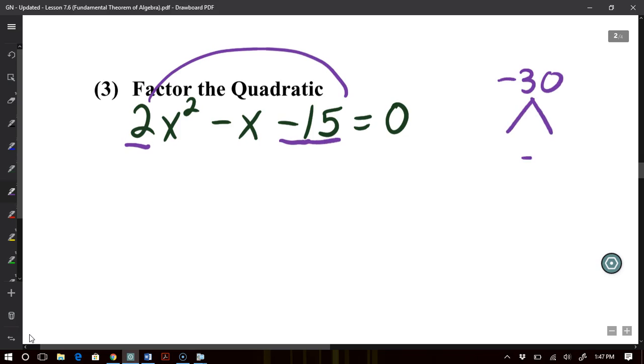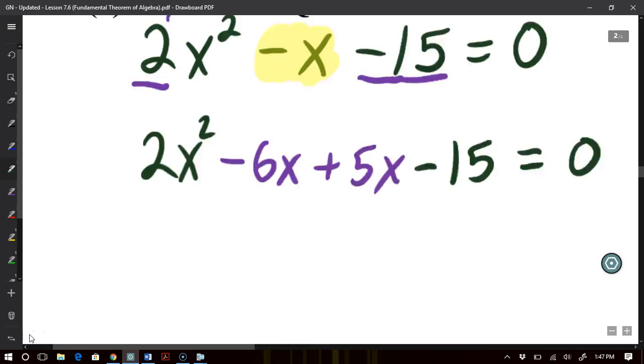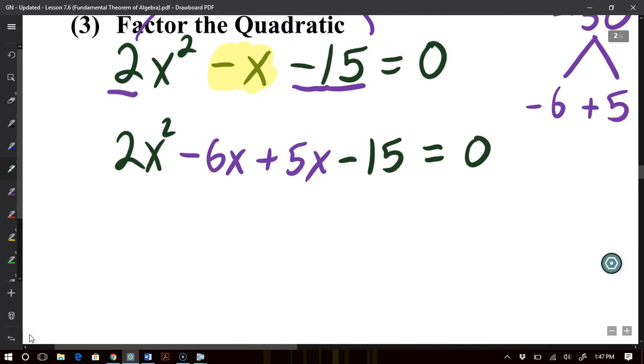I want numbers that multiply to give me negative 30, but when I add them, it gives me the negative 1 in the middle. Well, what are those numbers? Multiplies to negative 30, adds to negative 1. I'm thinking it's negative 6, positive 5. So we're going to split this negative 1x into negative 6x plus 5x. And we're going to keep the 2x squared out front, and we're going to keep the negative 15 at the end. We just split it into 4 terms, which means we have the ability to factor by grouping.